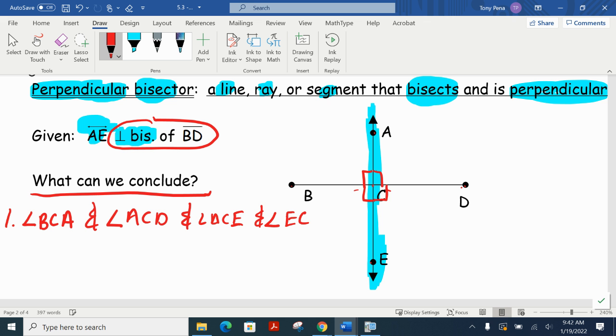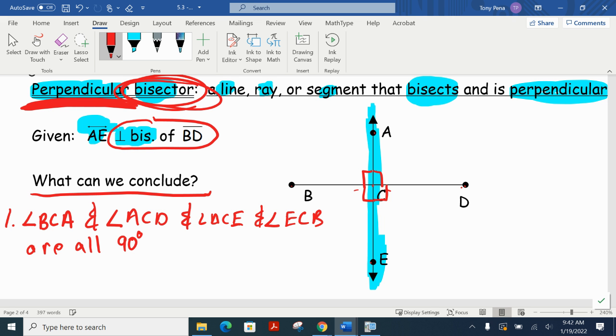Angle EC... are all, you could put 90 degrees if you want. You could also put that they're right angles, which are interchangeable. So I would take any option. What that's taking care of is this idea of perpendicular. The other thing is that it's also bisecting that segment.